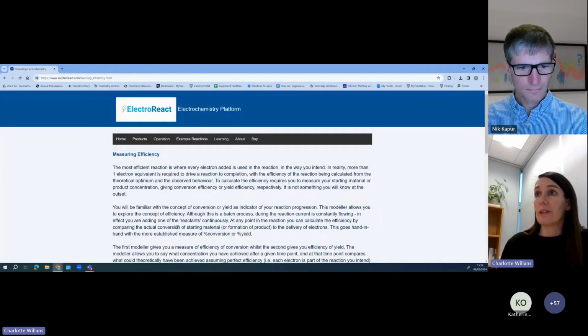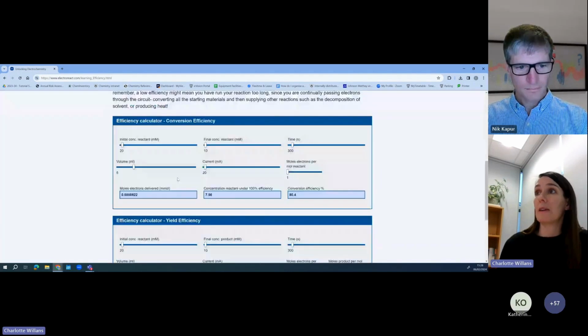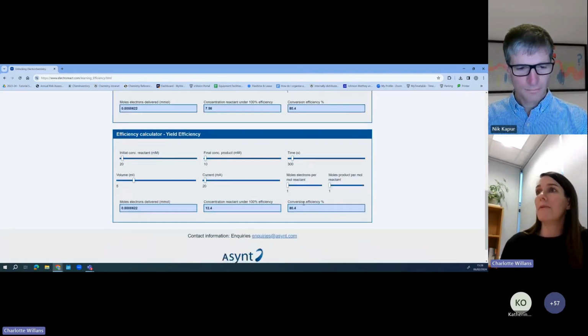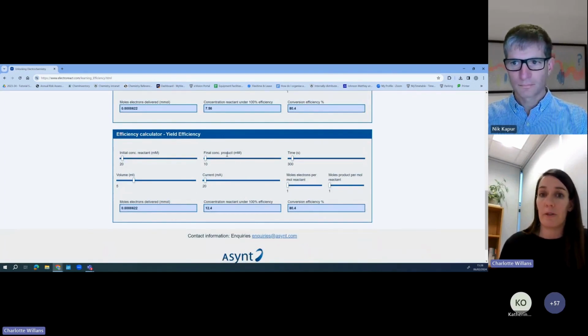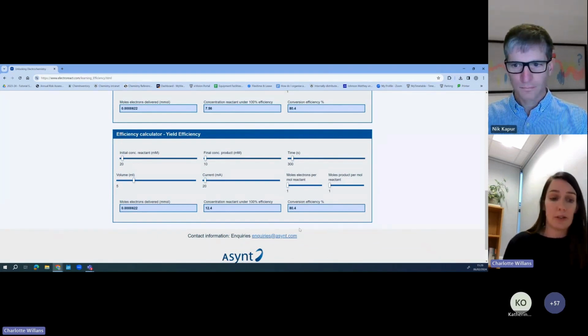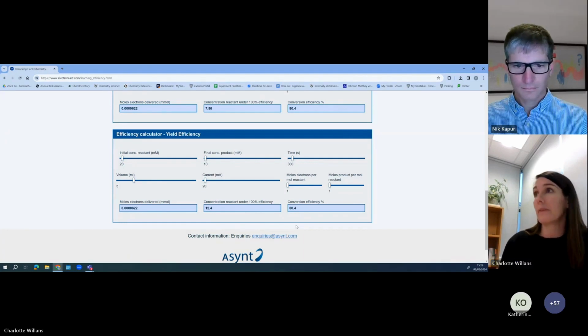There are pages on measuring the efficiency. So this might be the conversion efficiency, which takes into account the initial concentration of the reactant and the final concentration of the reactant. Again, how long you've run the reaction for and the current that you've used. And that works out how many electrons you have actually used in converting that reagent, and it gives you a conversion efficiency. And very similar is the yield efficiency, but this takes into account the final concentration of the product. So how many of those electrons, or what percentage of the electrons, have gone into the product.